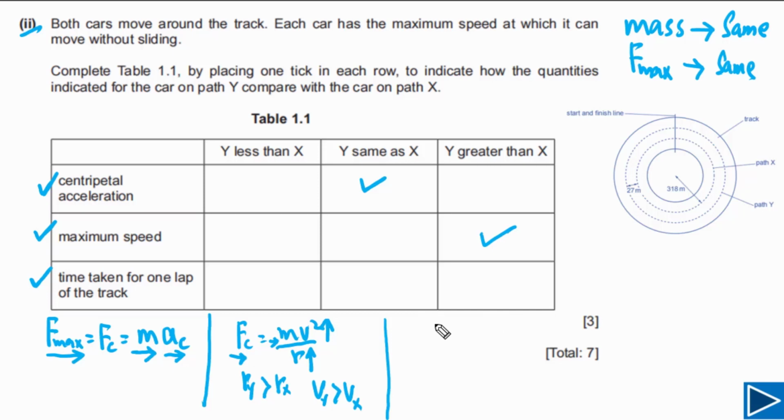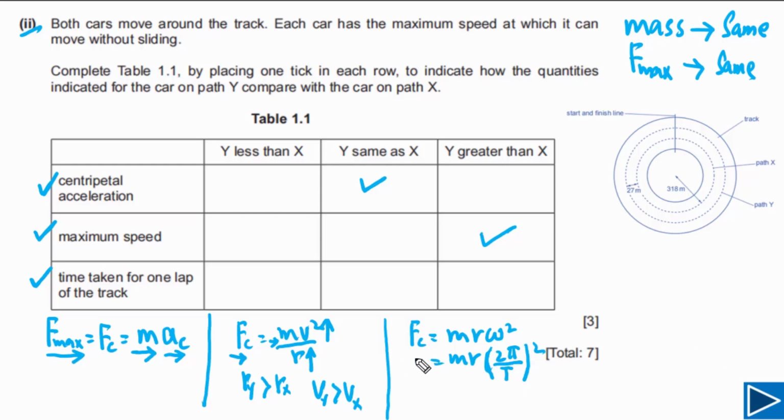The last one is about time taken. For time taken, we can rearrange the centripetal force equation. We can say this is m r omega squared. We have to compare time, and we cannot directly compare omega, so we can write it in the form of time. Omega is equal to 2 pi over T, where T is the time period. We have to compare the time period, so it must be in our equation. So we can say this is 2 pi over T squared.